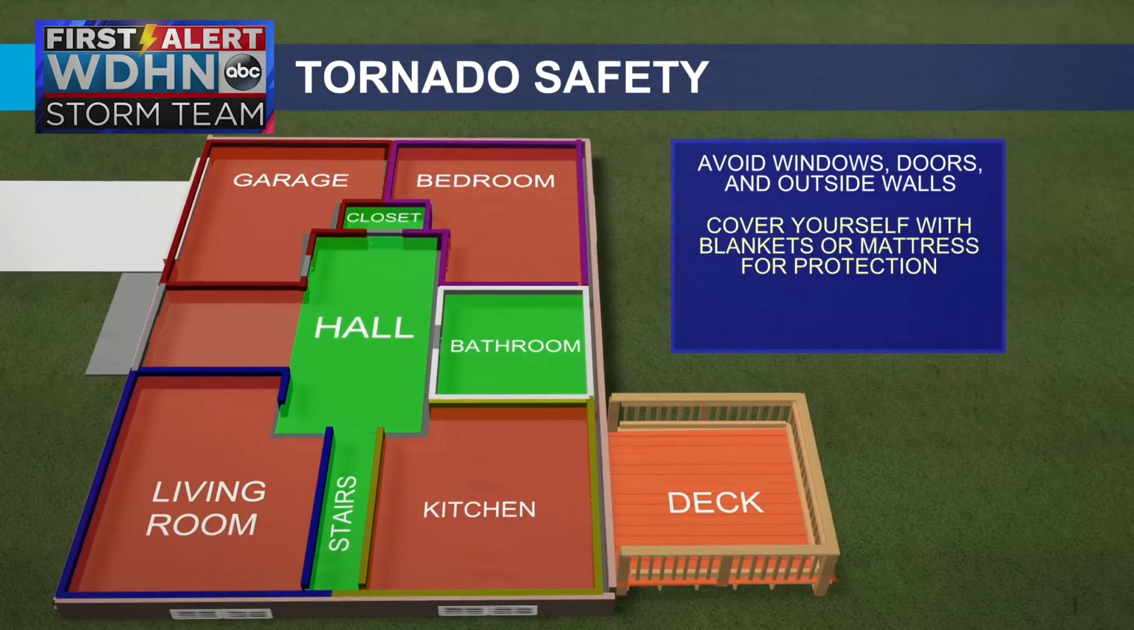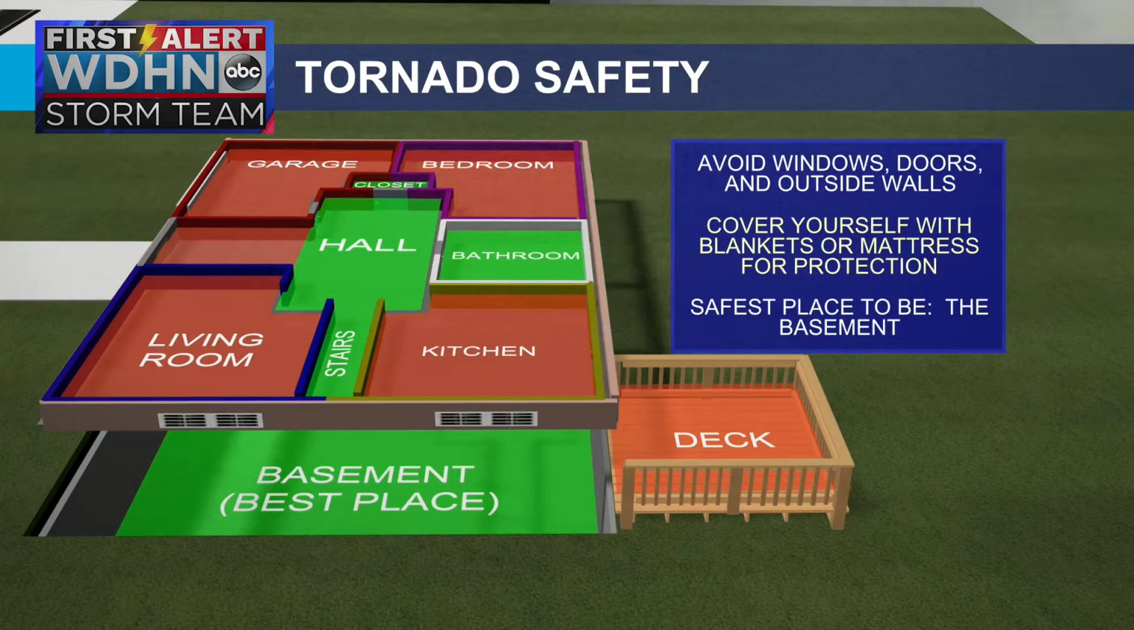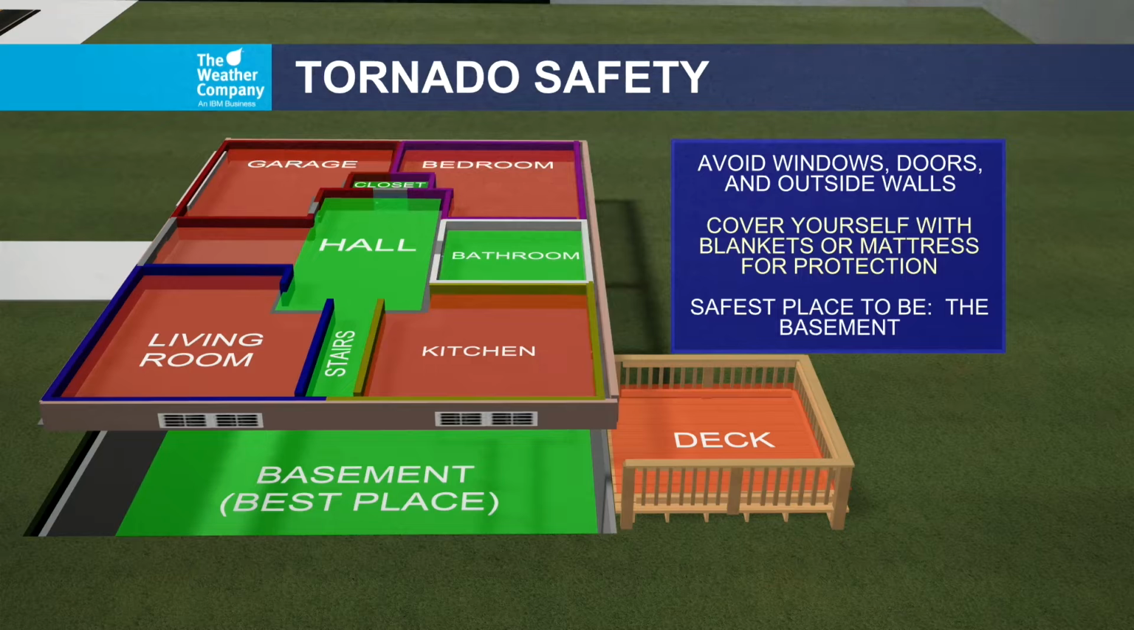If you do not have a storm shelter, when a tornado warning is issued, make your way to an interior room with no windows on the lowest level of your home, preferably a basement. In your safe place, put on a helmet to protect your head and wear hard-soled shoes, as well as cover yourself with a mattress and blankets. Let's watch as this family reacts to an approaching tornado.